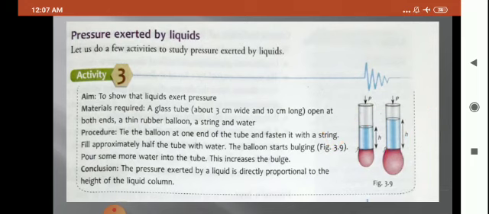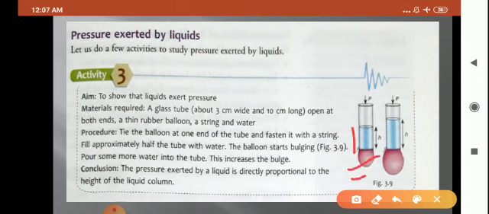Okay, here you can see in this first tube, the height is less. So here the bulging is less because the height is less. So the liquid is exerting less pressure at the bottom. Pressure means it is exerting force at every unit area.